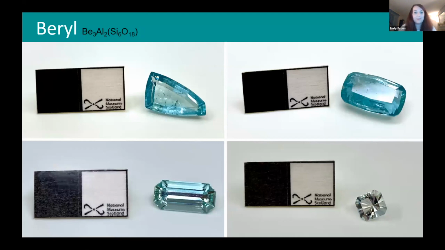And here we have some lovely cut beryls that we have in our collection. The blue ones here are considered aquamarine, so this is a lovely sea blue. And then at the bottom here, we have a colorless one. It's a bit of a bad color on the picture there, but trust me, it's colorless. That's what we call goshenite.